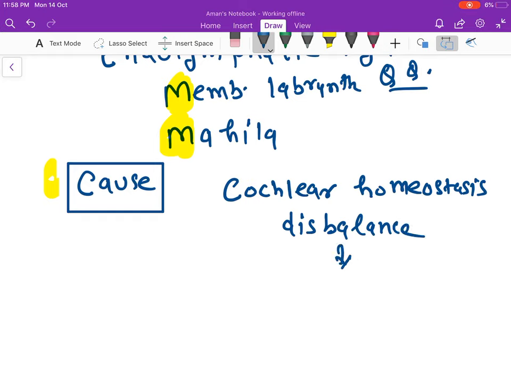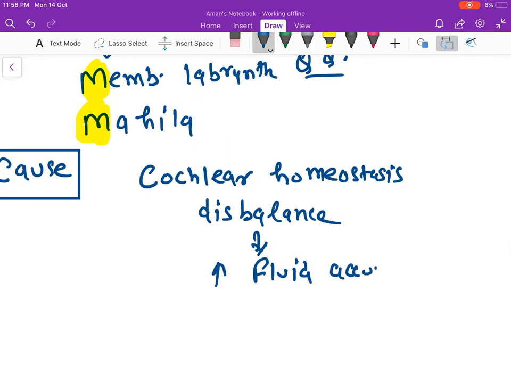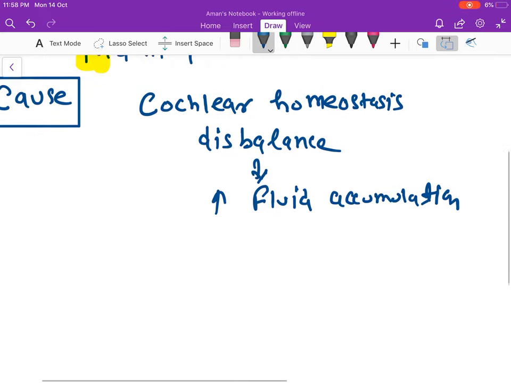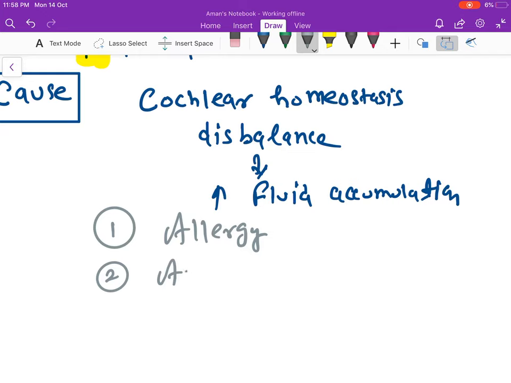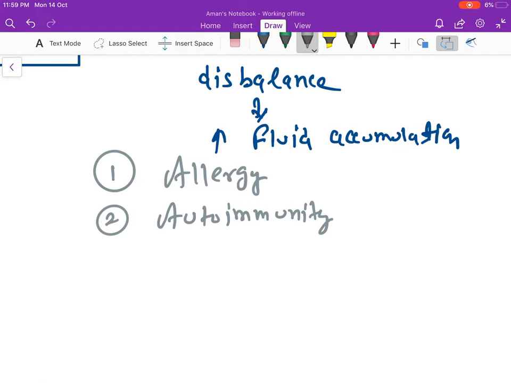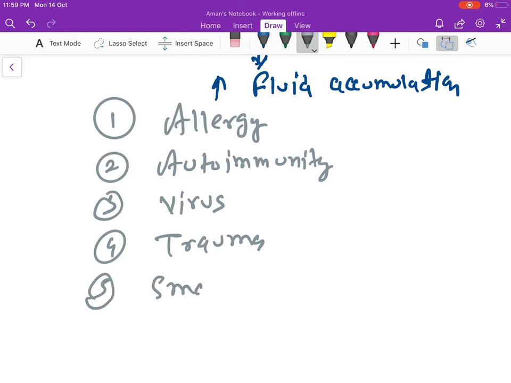As a result, you will notice there is increased fluid accumulation. This disbalance in cochlear homeostasis can occur due to many reasons, like allergies, autoimmunity, or a viral cause. It can occur after trauma, or it can occur due to a small vestibular aqueduct.